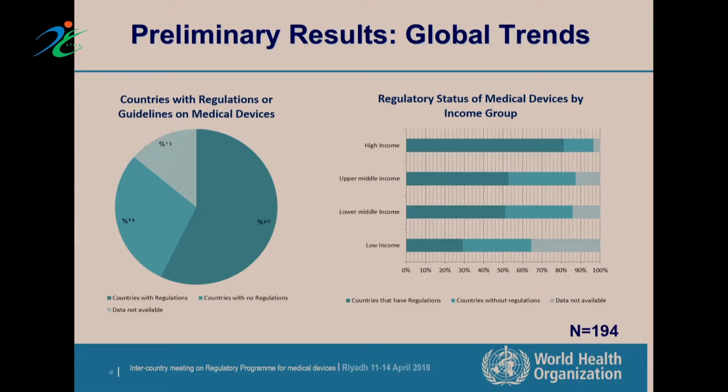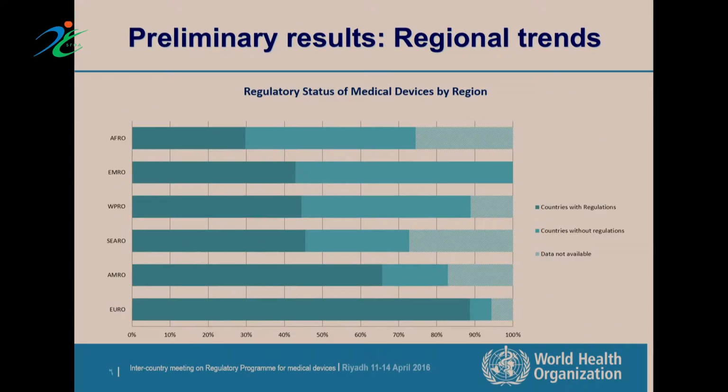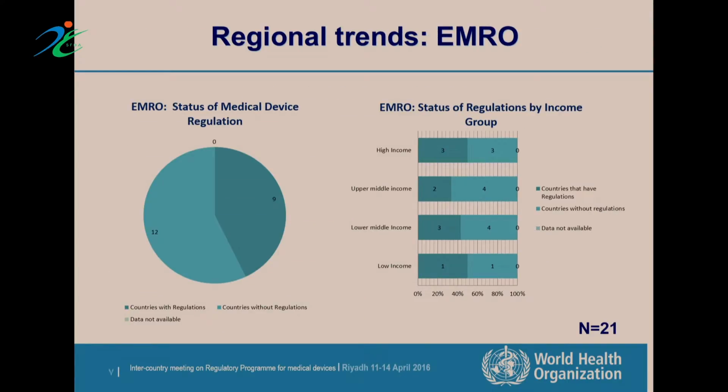And this is the picture according to the WHO regions. If we have to focus our efforts, you can imagine that the focus will be on Afro, AMRO is working on it, and WIPRO. This is what we know from the EMRO region. There are 21 countries, and other than the global picture, the spread in non-regulating and regulating is also in the high-income countries about 50%. That's unlike the global picture, where 80% of the high-income countries regulate.